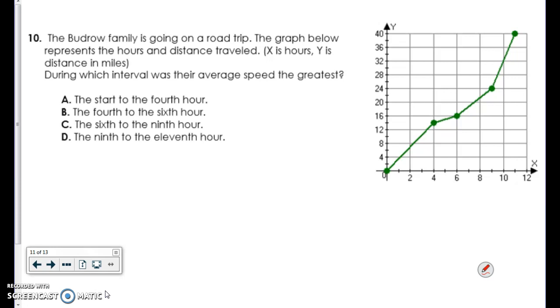So I know you guys can't see me, but on my graph, where it says X is hours, I like to label hours there. And for the Y, I like to put distance there just so I don't have to look back at the problem all the time.